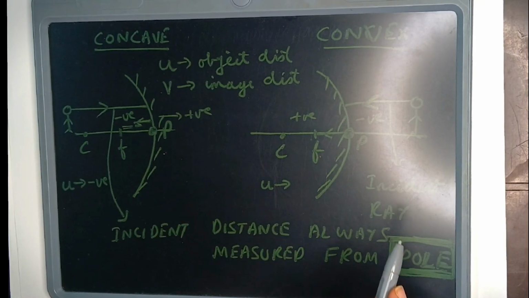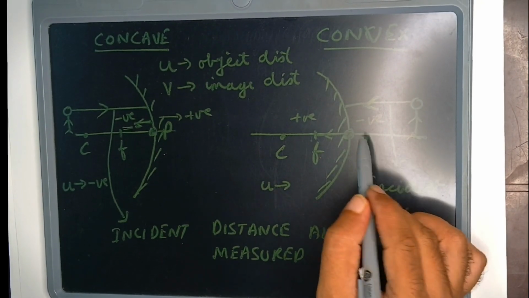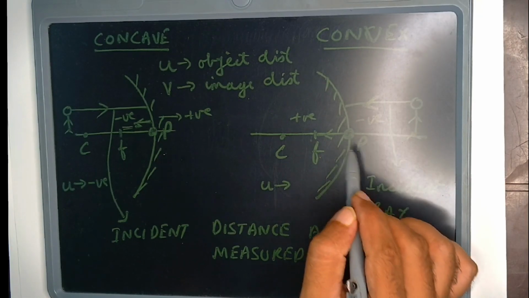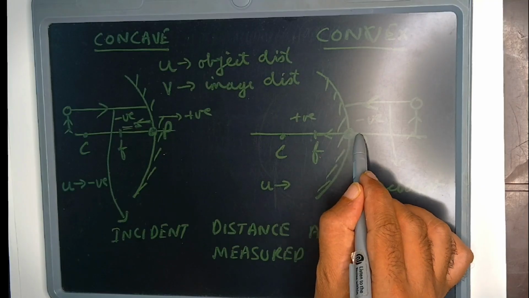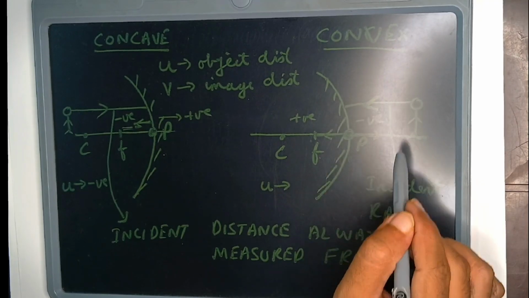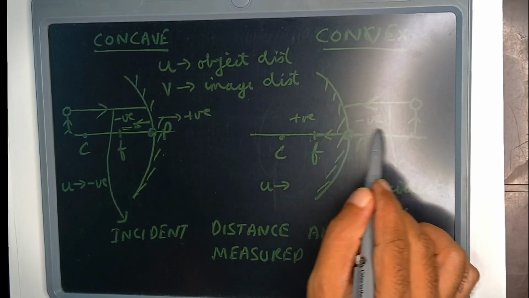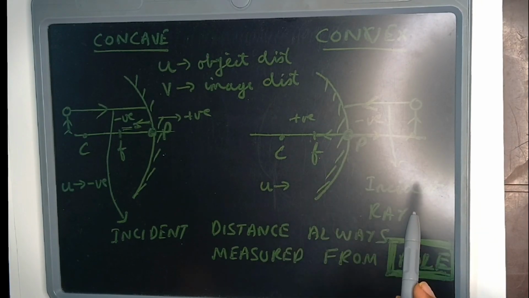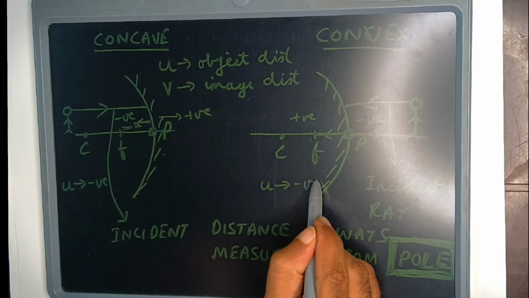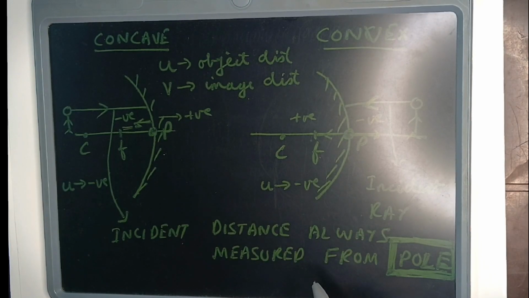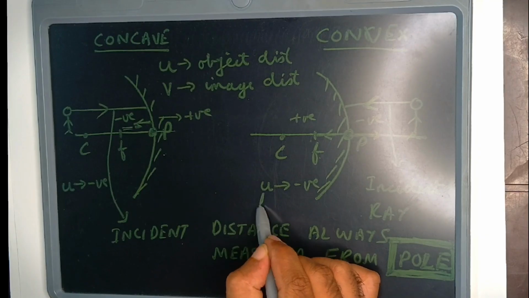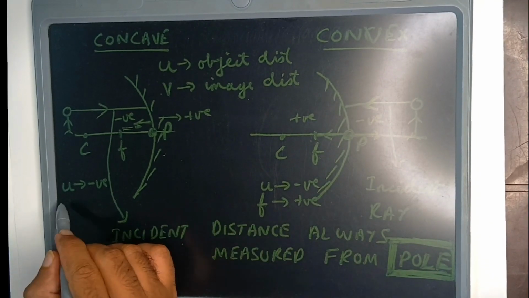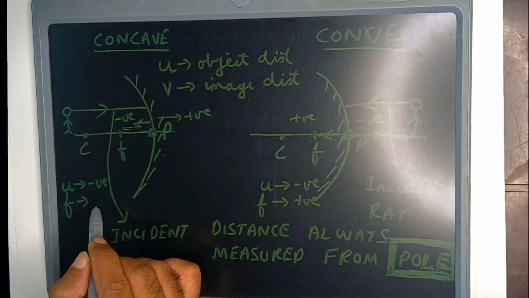What about U of convex? Is it positive or negative? The object is placed on the right side of the mirror. So you are traversing from the pole going towards the right, which is against the incident ray. Because you are going against the incident ray, all distances measured against the incident ray are negative. So the object distance is negative. Similarly, focal length for convex would be positive. Focal length for concave would be negative.